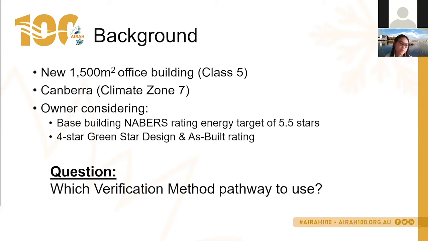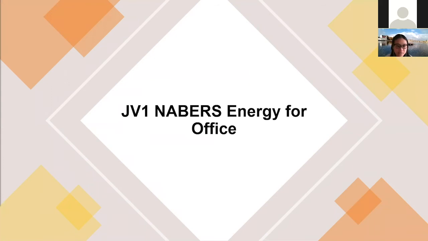And part of it's because with the NABERS rating, they already want to go for it to advertise to the market so that they can actually lease that space. So the question that they have to you is which verification method should they use, if they should use it. So let's have a look at JV1 if they were to use this.